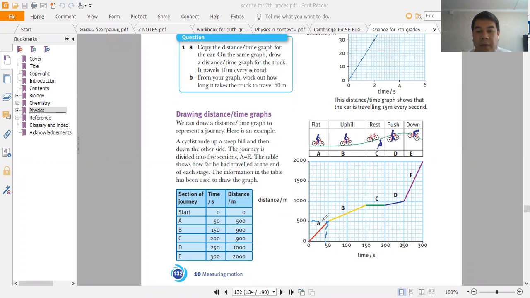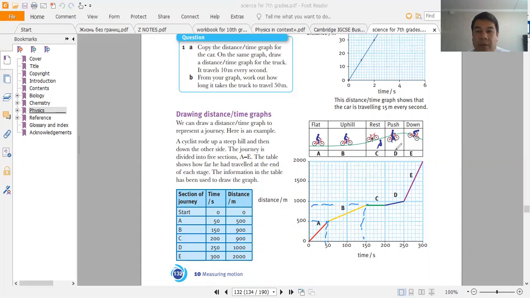So 50 and 500. We pass to B. In B, you can see that the time is 150, the distance is 900. So it's increasing, for 150 here we have 900. And for C, you see that he is tired, so he wants to have a rest. When he's having a rest, the line will be like in C.